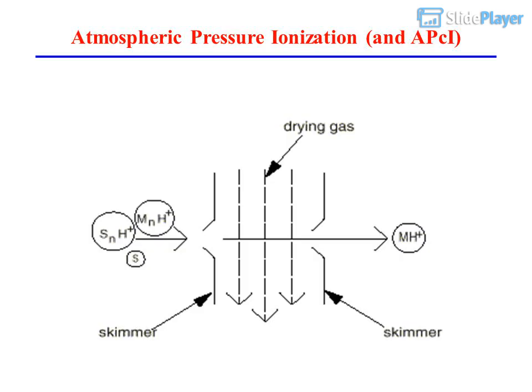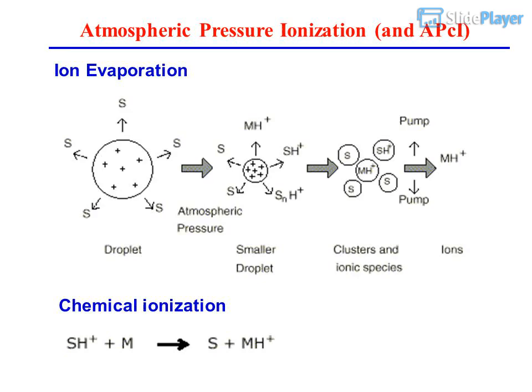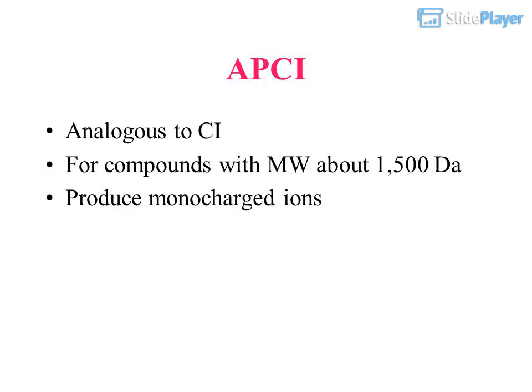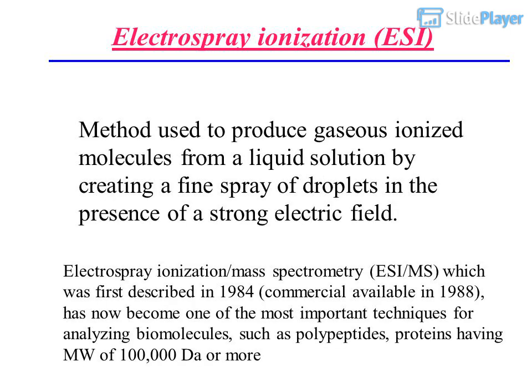Atmospheric pressure ionization, APCI. Ion evaporation. Chemical ionization, APCI, analogous to CI, for compounds with MW below about 1500 Da. Produces monocharged ions.